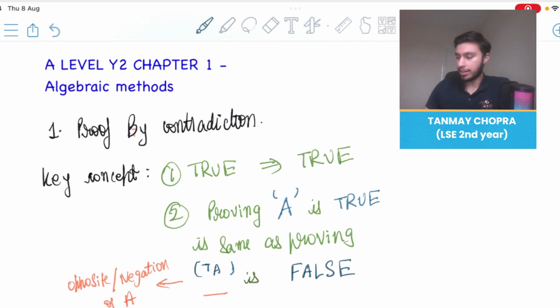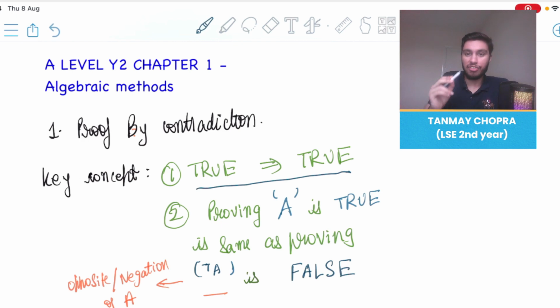The first one is that a true statement always implies a true statement. A true statement can never imply something false. If I say 2 is an even number, and then I say 2 is odd, those two statements cannot imply each other. Like 2 is even cannot imply 2 is odd. A true statement cannot imply a false statement.